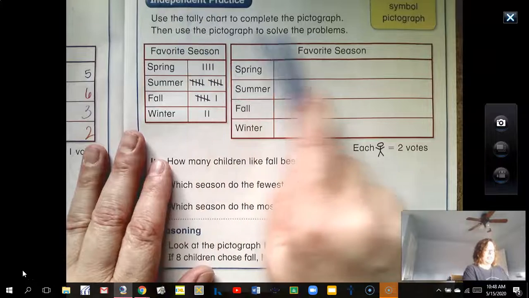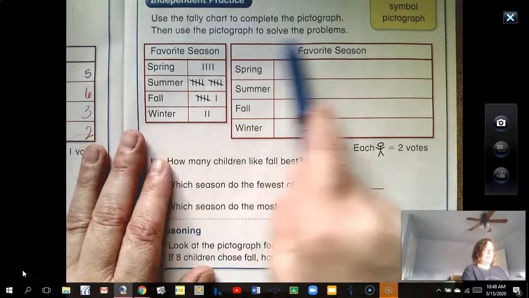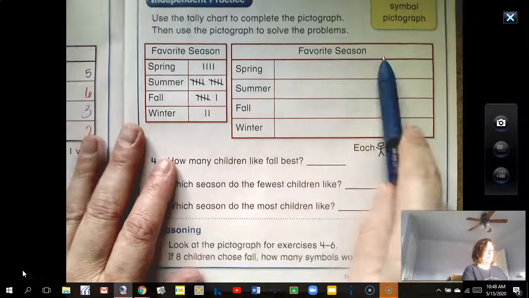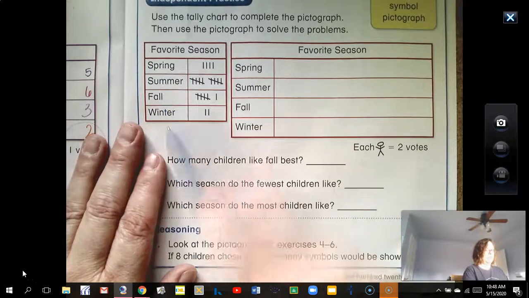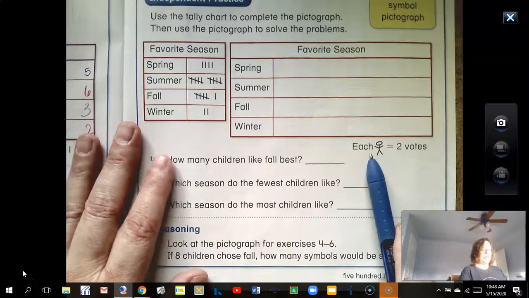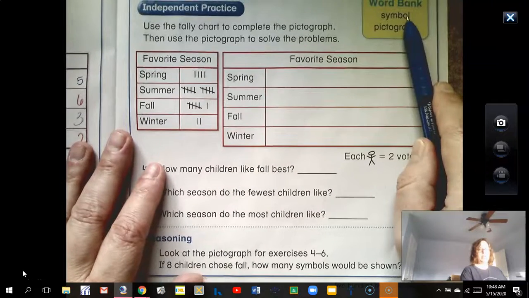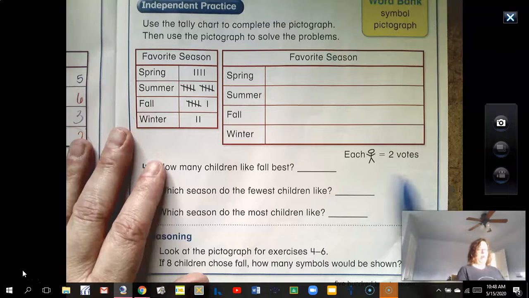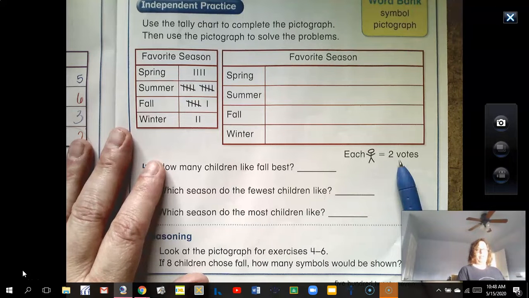Use the tally chart to complete the pictograph. Then use the pictograph to solve the problem. So let's take a look over here. Favorite season, spring, summer, fall, winter. And then I'm going to look down here. There's symbol. That's one of the words. Word bank symbol and pictograph. The symbol is a stick person. Oh, look it. It equals 2 votes.